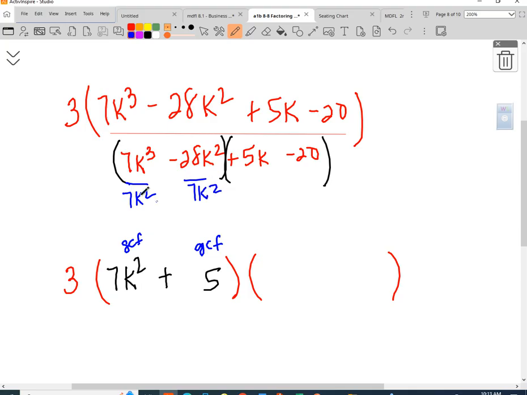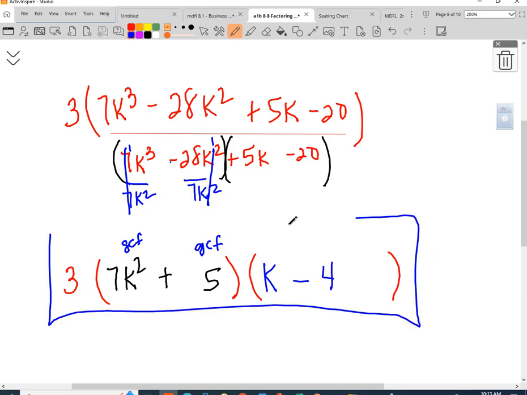7 divided by 7 is 1. K cubed divided by k squared is what? Now this is a minus. 28 divided by 7 is 4. K squared divided by k squared simplifies to 1. So that is your final answer. We have one more.